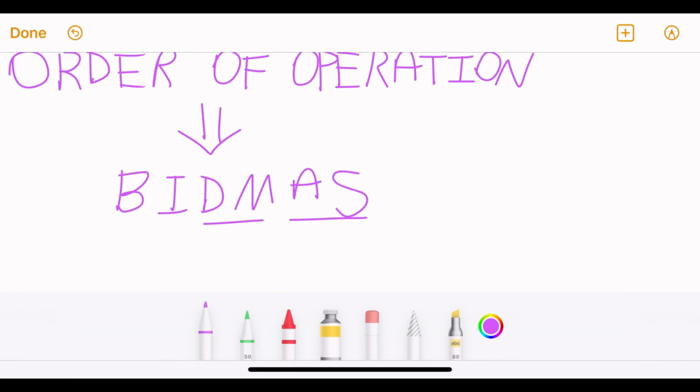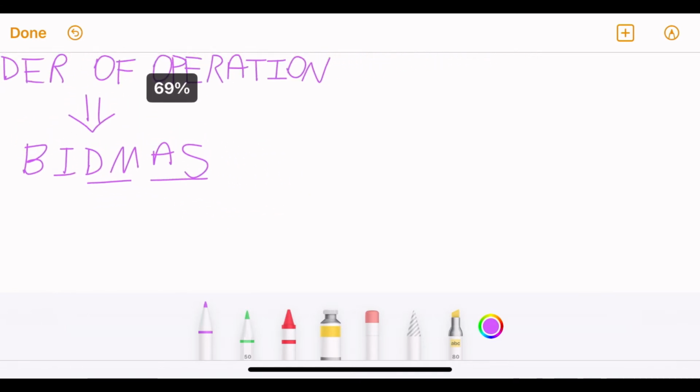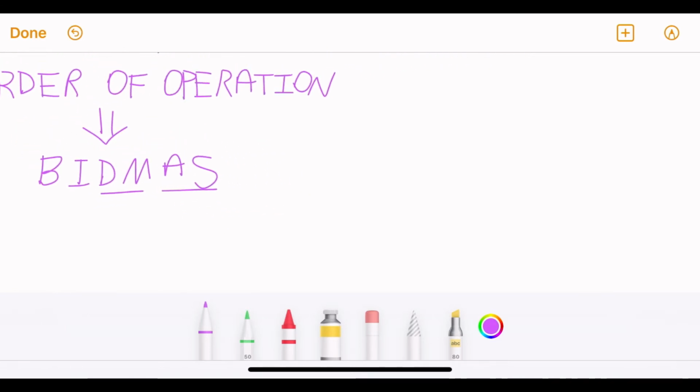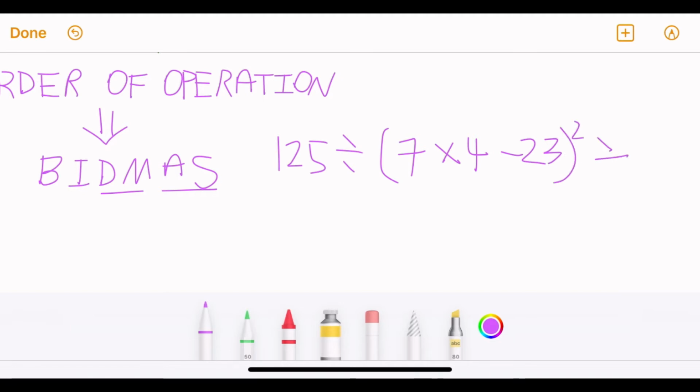And let's have a look at this example to help us understand what BIDMAS is. Let's say 125 divided by bracket 7 multiplied by 4 minus 23 squared divided by 5. Now the first thing we're going to do is brackets.